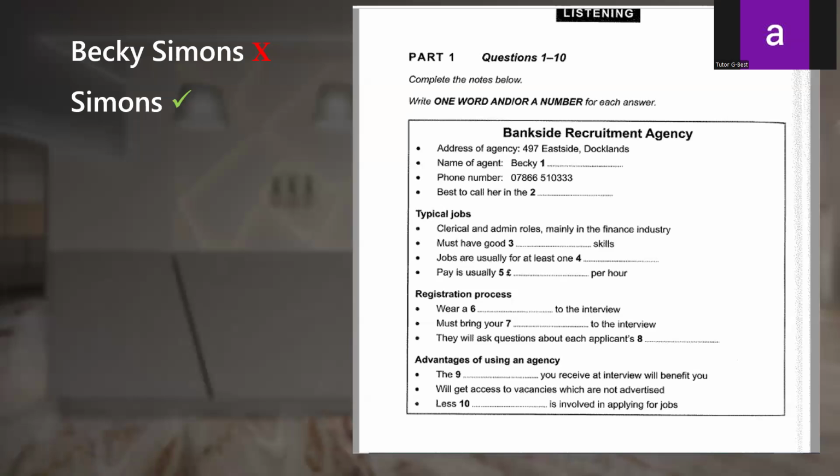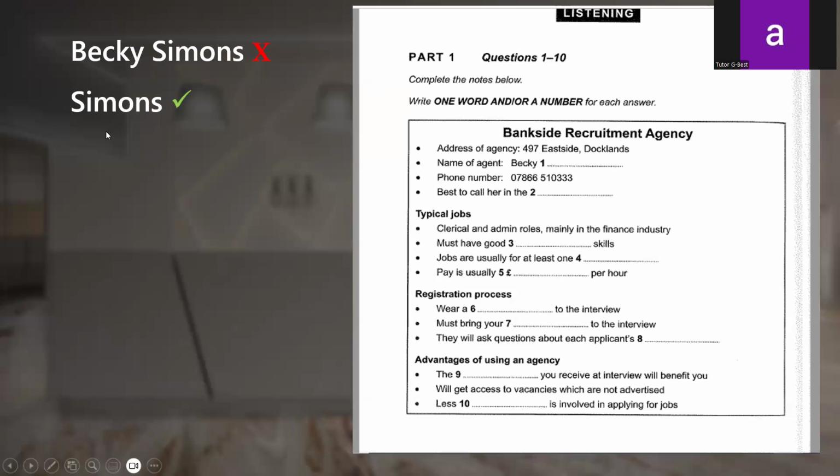Now, the name of the person is Simons. Simons is a proper noun, so it should start with a capital letter. Proper nouns are special names of people, places, or things that are unique to them. They are the only ones bearing that name. It's not a common name. So Simons is the name of a person. We have many people in the world, but not everybody bears the name Simons. So that is why it's special. We call those special names proper nouns.